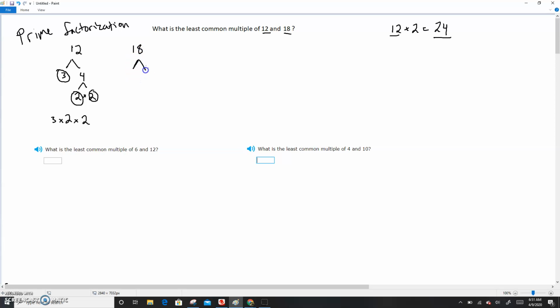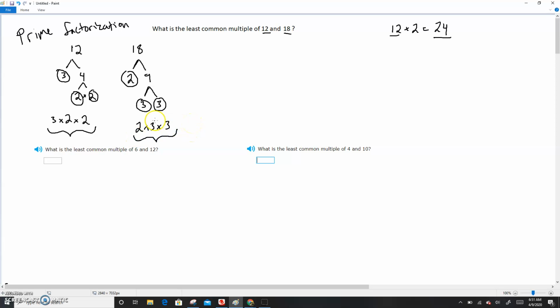18 is actually surprisingly similar. Let's do 2 and 9. 2 is prime. 9 is just 3 times 3. Both of these are prime. So the prime factorization of 18 is 2 times 3 times 3. Now, you can think of each of these numbers as ingredients.